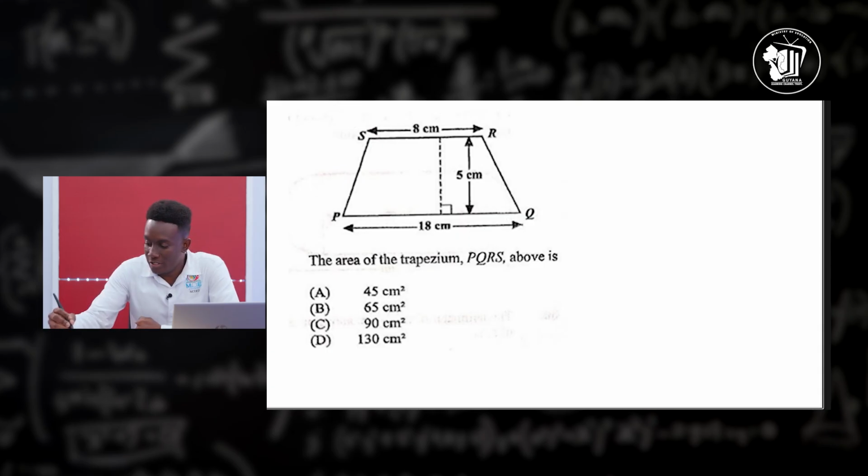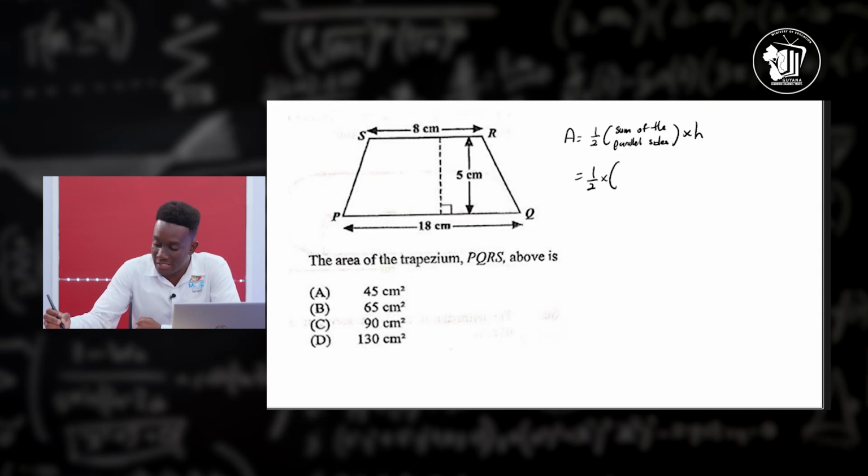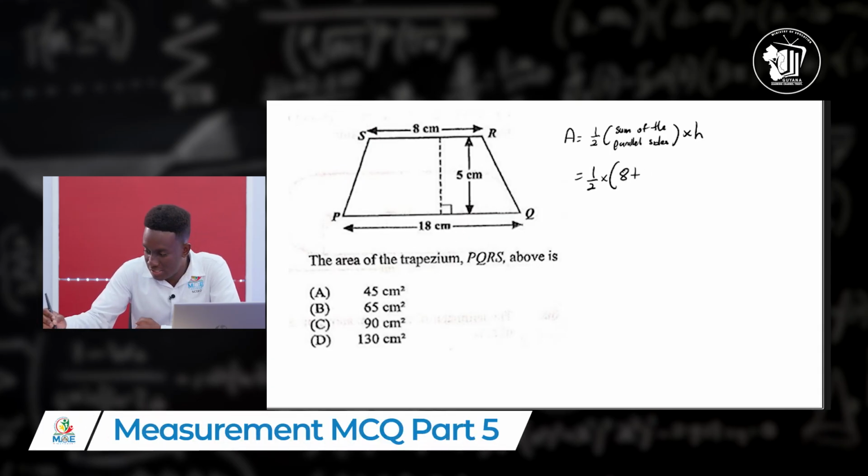In order for us to find the area of a trapezium, it's half the sum of the parallel sides multiplied by the height. So we know it's half multiplied by the sum of the parallel sides. The parallel sides would be these two, so this would be 8 plus 18 multiplied by the height. The height would be the perpendicular height, which would be the 5.